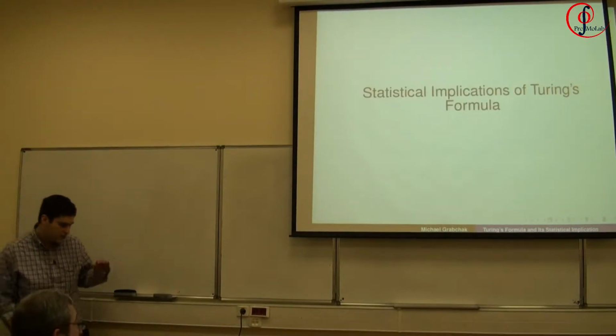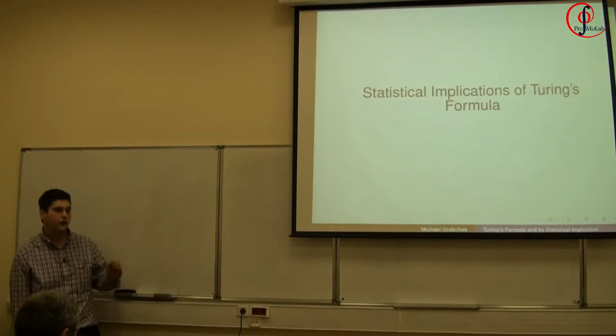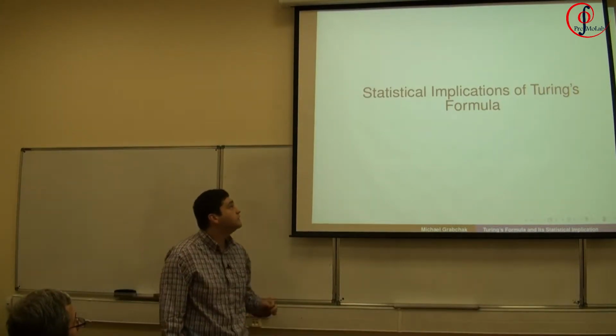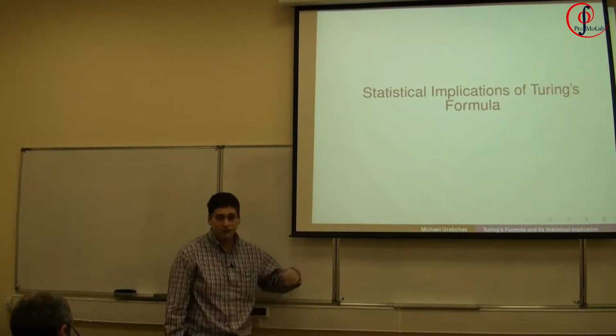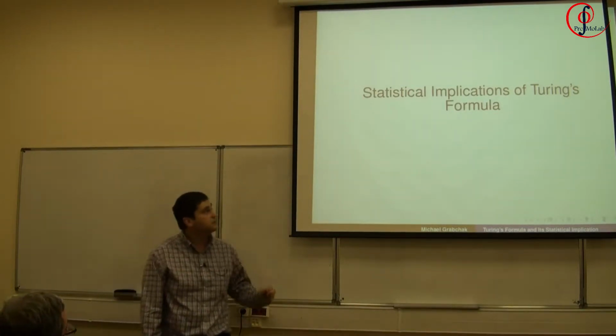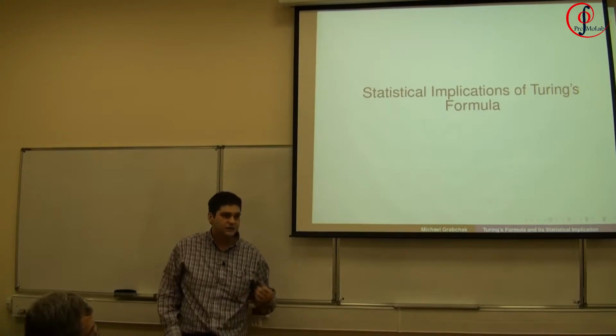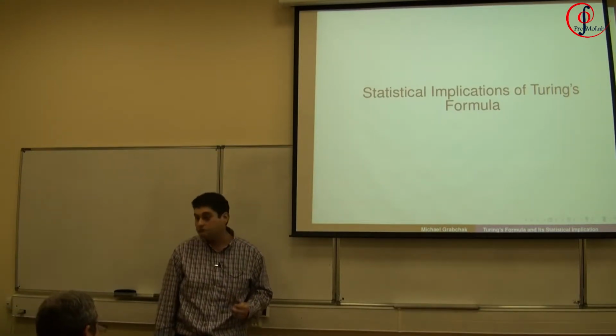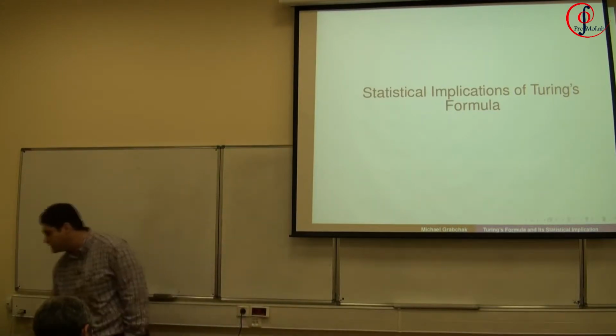Okay, so that's just a little bit about Turing's formula, which is something I find very interesting, though I have not worked with it, that I wanted to give as background. And now I want to discuss some statistical implications of Turing's formula. If we use ideas as in Turing's formula, we can get some nice estimators for various quantities.